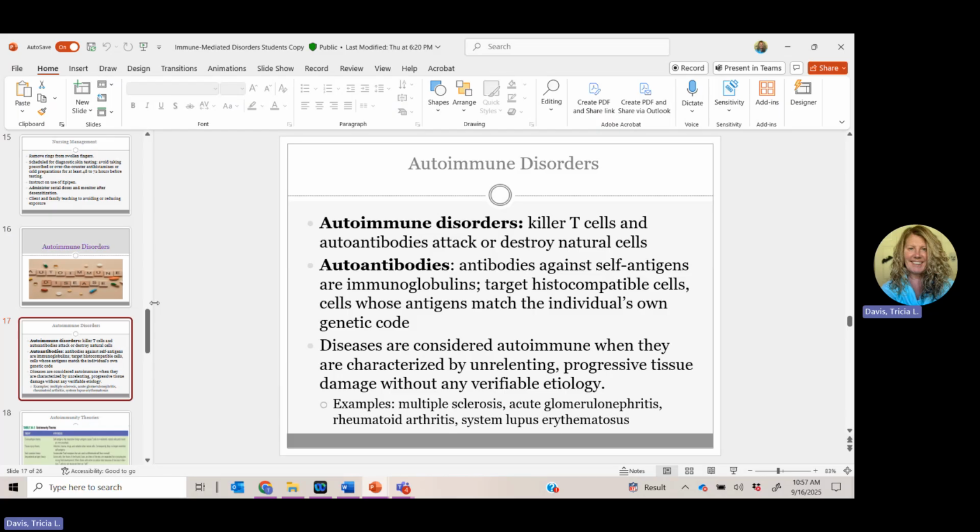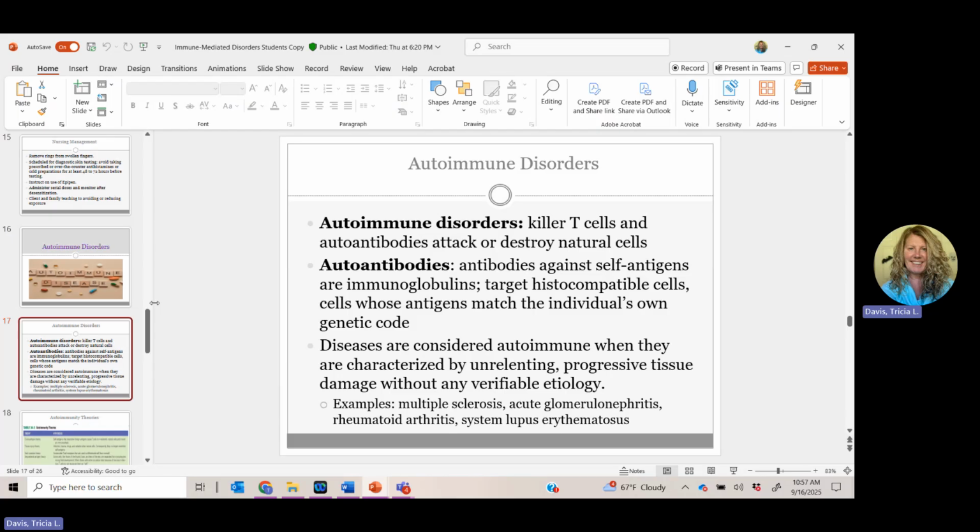So part of our immune system is to recognize what belongs to us and what doesn't belong to us. And if it doesn't belong to us, then the body is programmed to try and eliminate it and get rid of it so it doesn't cause any harm to us. But with patients that have autoimmune disorders, the body can't tell that the things they're destroying belong to the body. So they destroy their own natural cells.